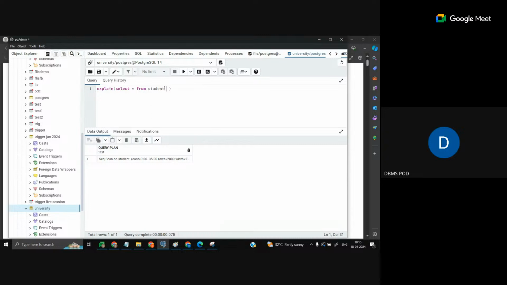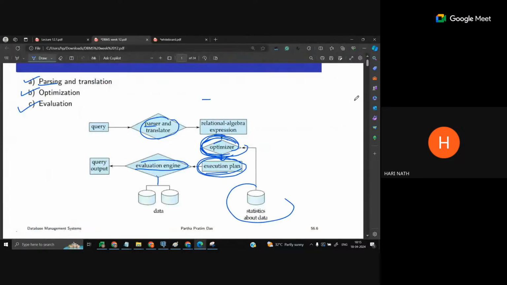Suppose where name like a percentage, then first to... No, sir. Yeah, this is still wrong. So first filter the names starting with a capital A, right? Then after that a sequential scan on students, kind of that. Got it, sir. So whatever the execution plan, it will give to the evaluation engine, and according to that, it will print the query output.